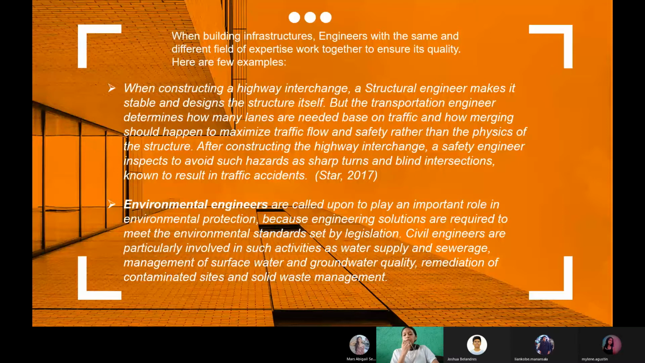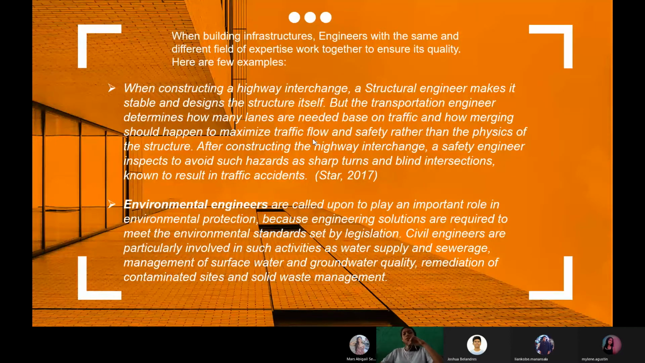Now, transportation engineering, he or she naman is the one responsible for the transport technicalities such as lanes that are needed or how to maximize the traffic flow and safety. Now, after these two have done their work, safety engineer, papasok naman si safety engineer. He or she inspects the structure or the infrastructure to avoid hazards from happening. So, yun yung isang example, no, kung paano nagiging multidisciplinary yung civil engineering.